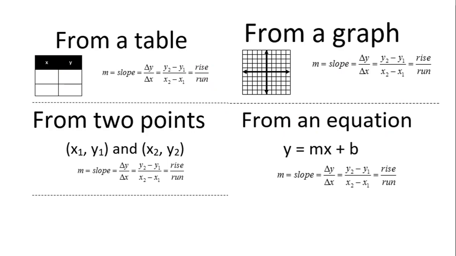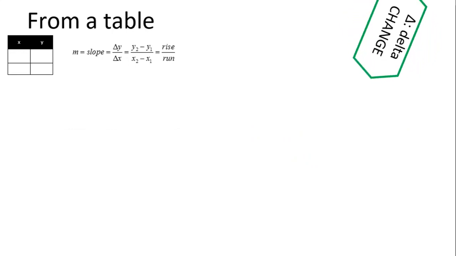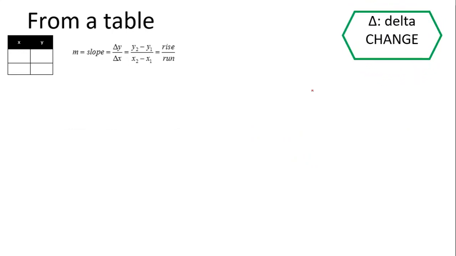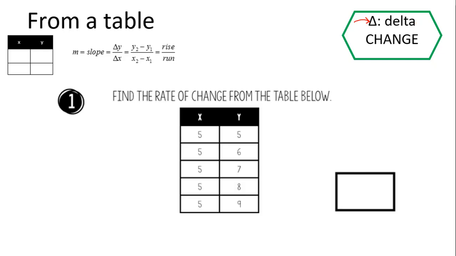From a table, and then here I'm going to repeat myself, here are our three different ways again. And then I'm also including a new one called from an equation. If our equation looks a certain way, where y is isolated by itself on one side of the equation, then we can specifically identify m, which is always the number in front of x, and that is going to be our slope. So we're going to go through some examples. And just to reiterate, this triangle symbol right here means change. That is the Greek letter delta, and we use it to represent a change in our data.